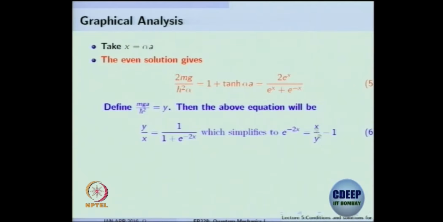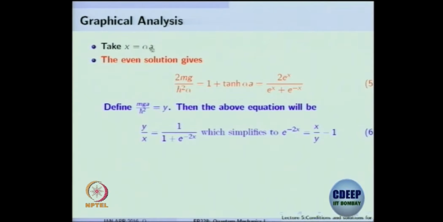You can plot x by a specific value of y. You can take y to be greater than 1, less than 1, greater than half, less than half, whatever, and you can plot. This is what we do. If both left hand side and right hand side get some intersection point for a specific value of y, that intersection point will give you what is that x, and looking at that x, you know what is alpha, and if you know alpha, you can determine what is the energy.